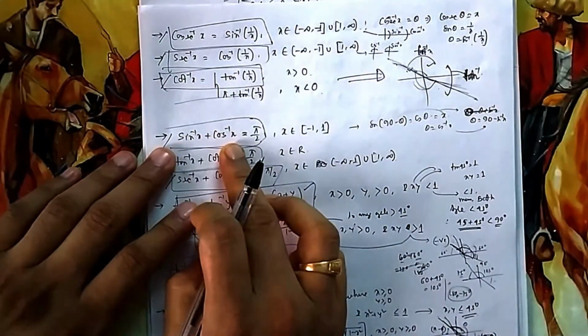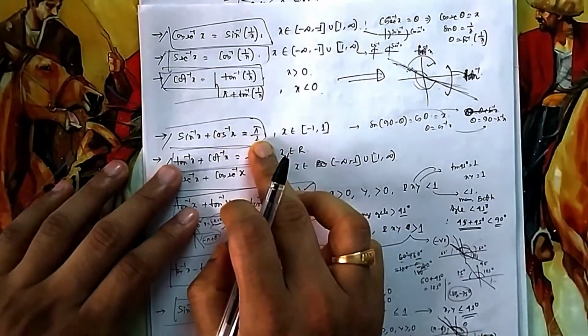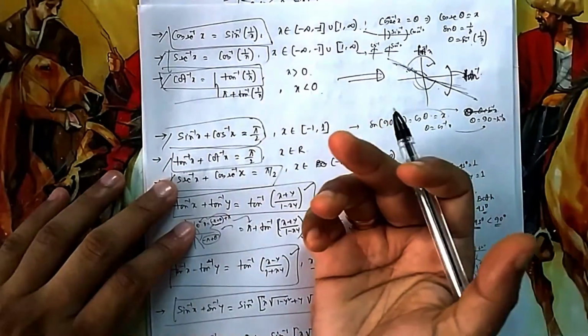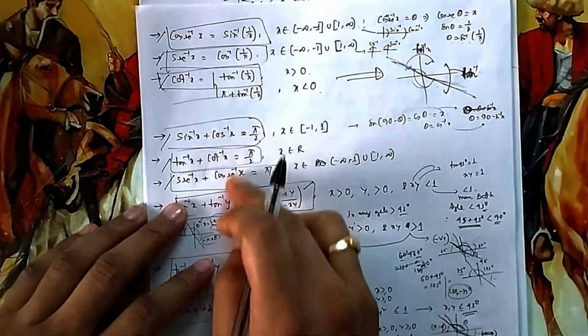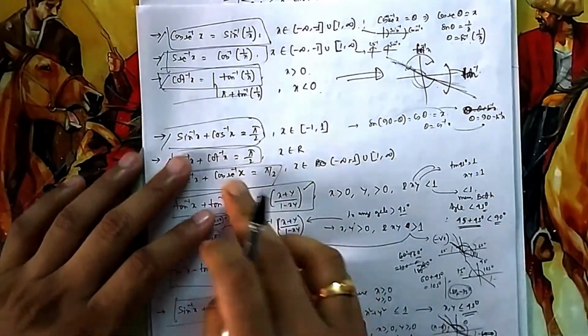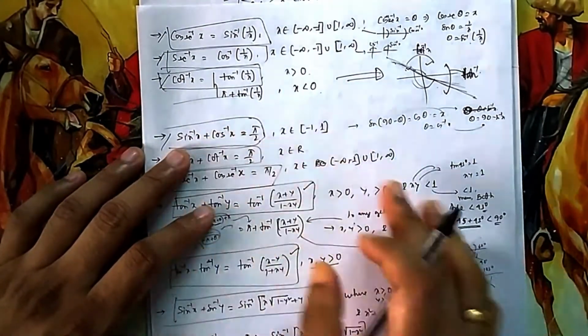This is a very important formula in inverse: sin inverse plus cos inverse is always pi by 2. Like your sin square plus cos square theta equals 1, which was very important in trigonometry. These three are very important in inverse trigonometry, because these come from the complementary angle theorem.